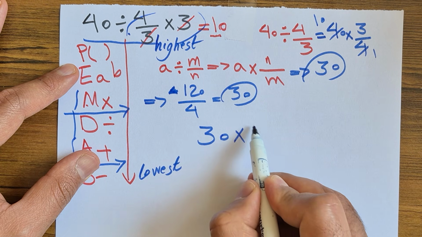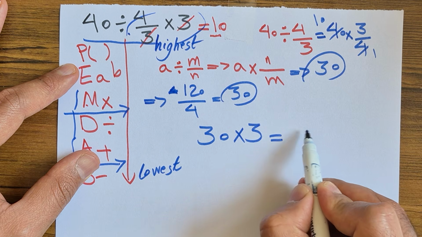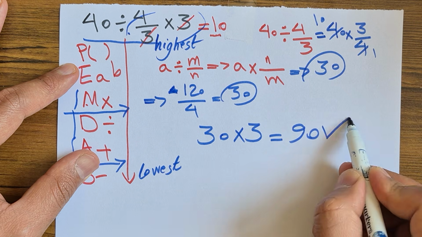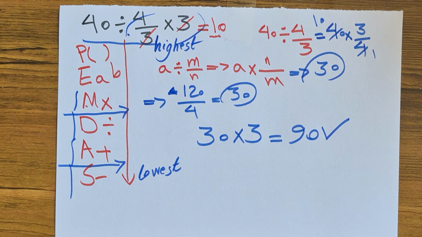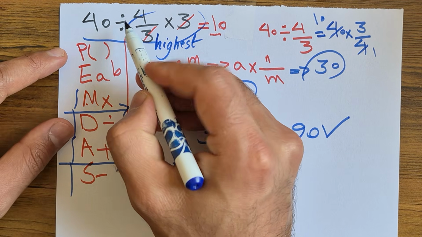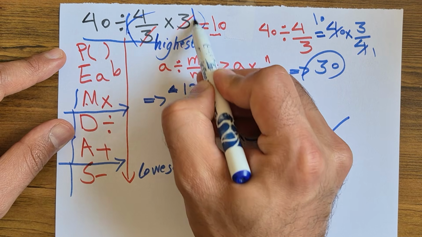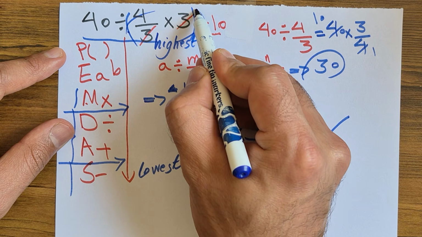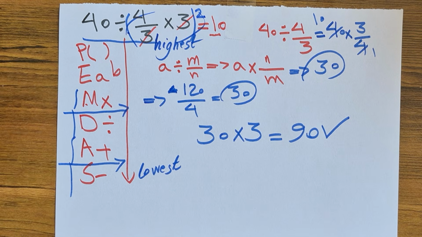And then 30 times 3 gives us 90, and that's the only answer. For your homework, what would the answer be if we had the last part inside the brackets and raised to the power of 2 or squared?